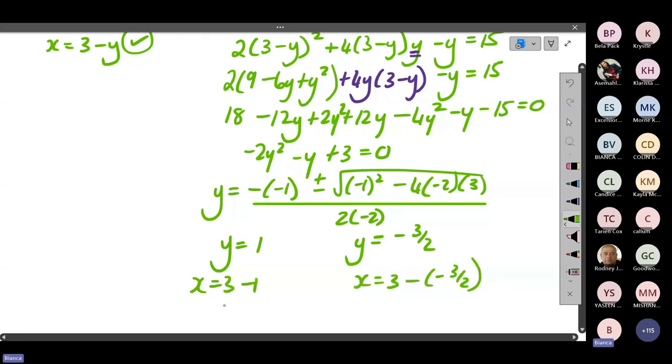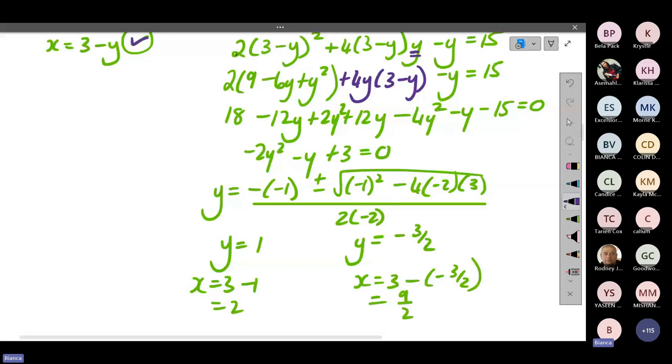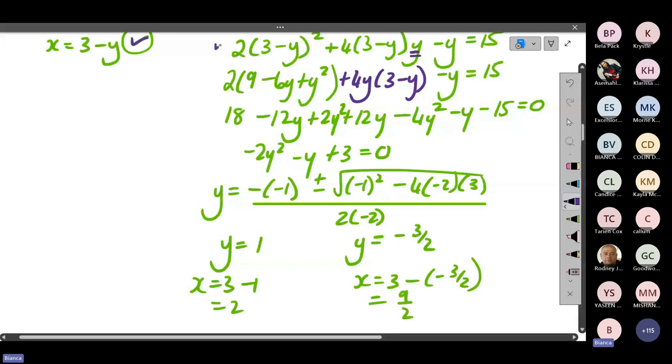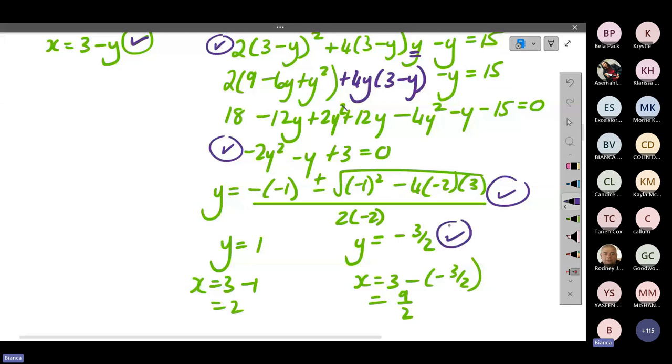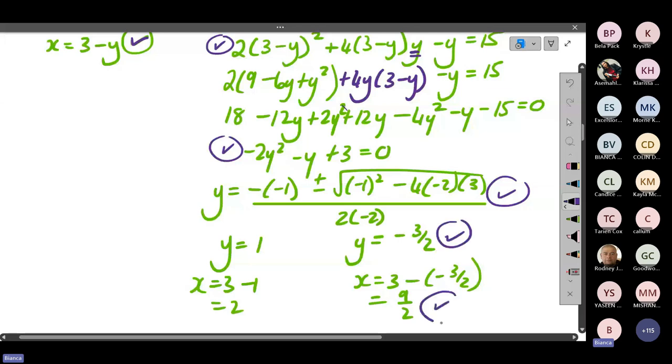And that gives me 2, and then that gives me 3 plus 3 over 2, gives me 9 over 2. And those are my solutions. Okay, so I'm going to show you when the marks are given. Like I said, the first one is for isolating. The second one is for subbing. The third one is for standard form. The fourth one is subbing into the formula. The fifth one for your y solutions, and the sixth one for your x solutions.